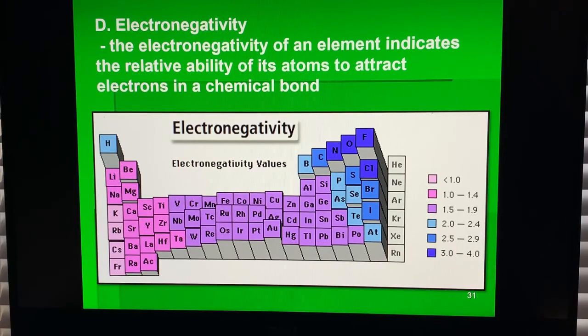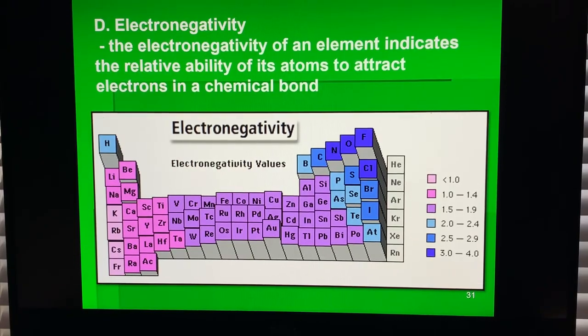So the electronegativity of an element indicates the relative ability of atoms to attract electrons in a chemical bond. And we're going to talk more about this later, but the electronegativity determines its reactivity, okay? So if its ability to attract electrons is better, then it's going to be more reactive. Does that make sense? Okay.